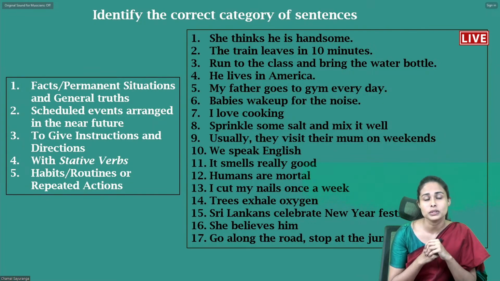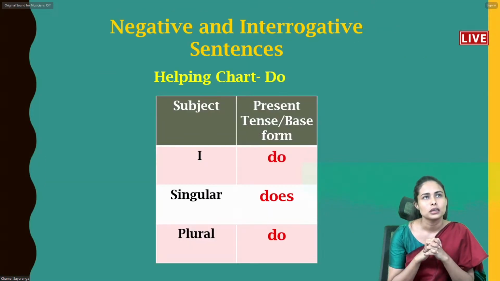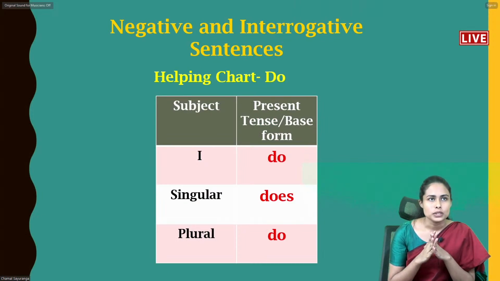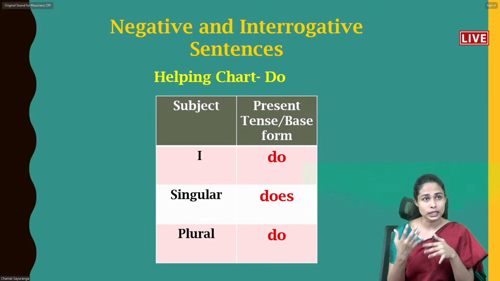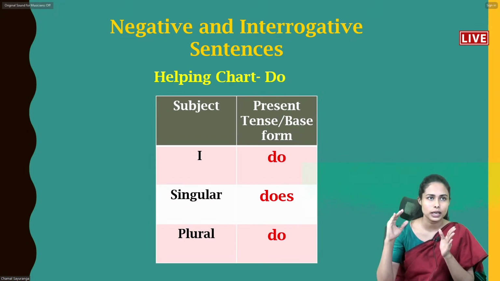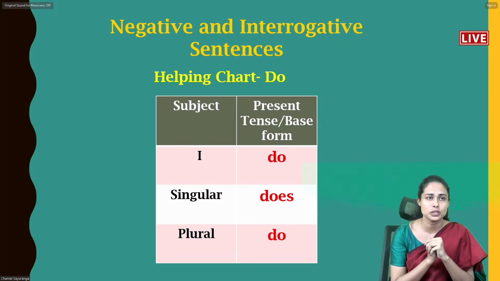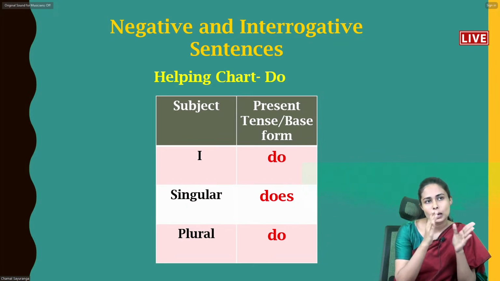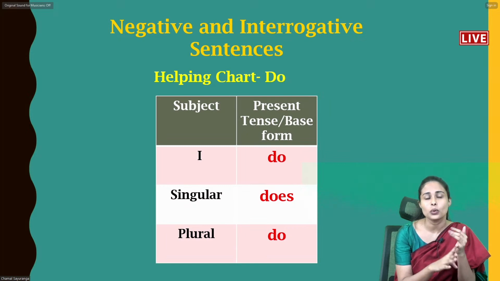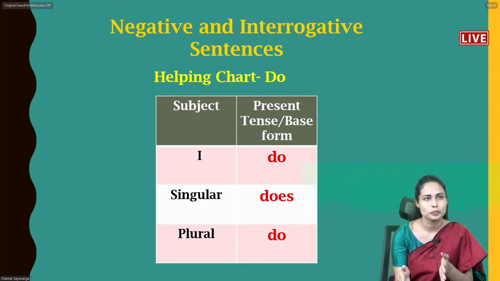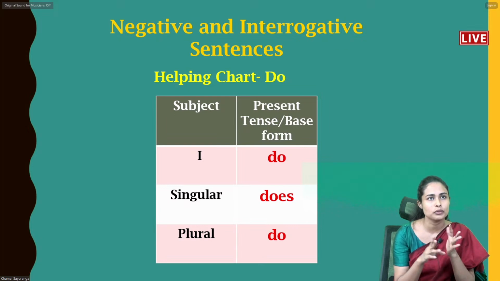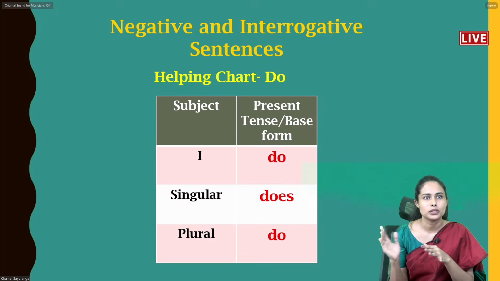We need a helping verb. Yes, very good. We need do, does. When do we use do and when do we use does? Negative and interrogative sentences. If you want to say something negative related to any of the previous usages we looked at, then if the subject of the sentence is I or plural, you have to use do. If the subject is singular, you have to use does, right? Do, does is the grammar tool here.